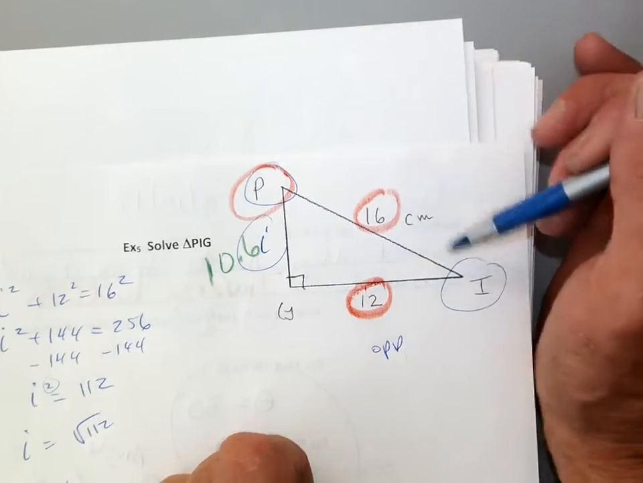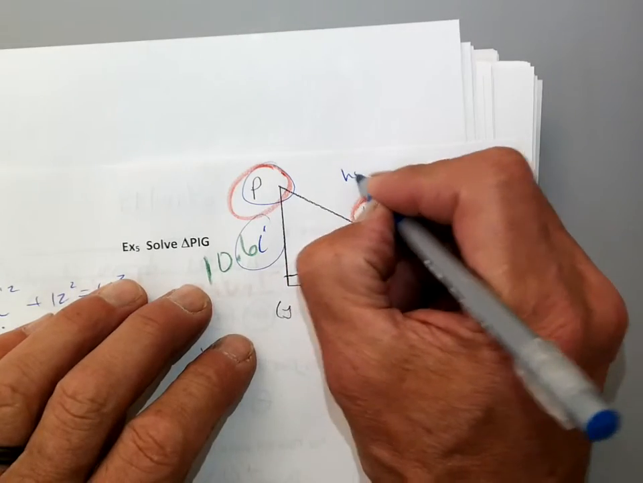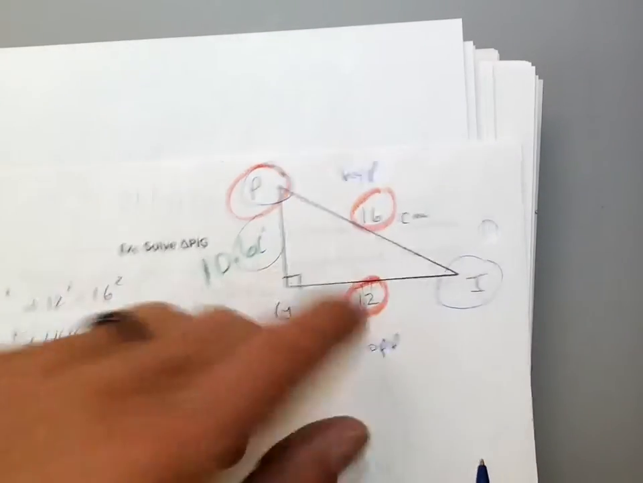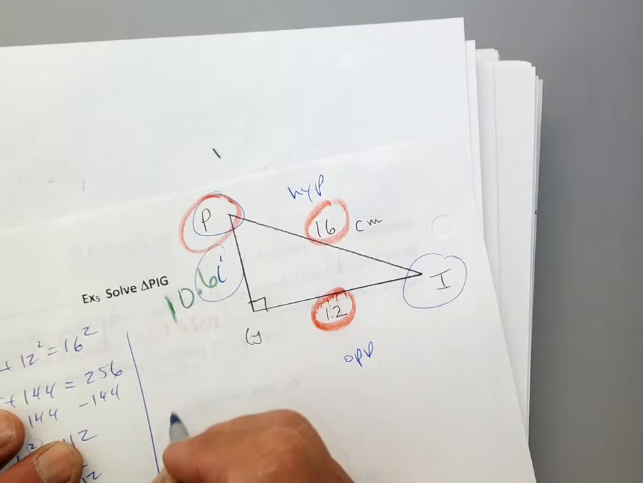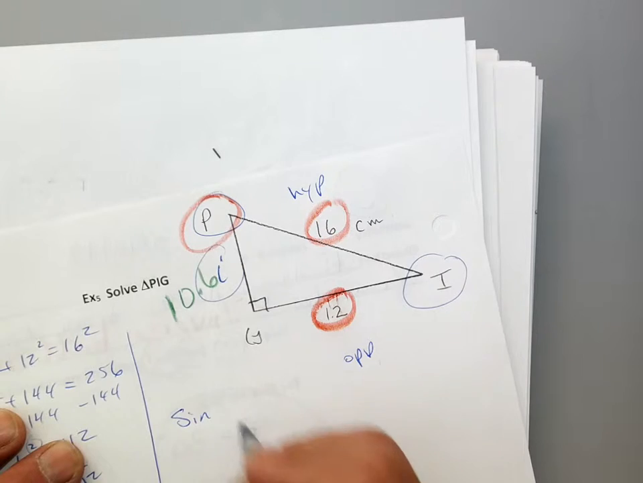And what's the name of the 16? Hypotenuse. Okay? So if I have opposite and hypotenuse, I'm going to use one of those three. Which one? Opposite, hypotenuse. Sine. Sin's for church, but it goes for sine, okay? So sine it is. All right, we're going to go sine of P.